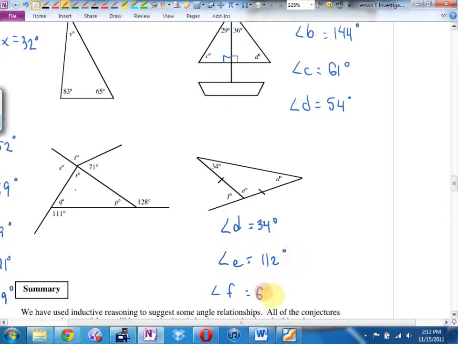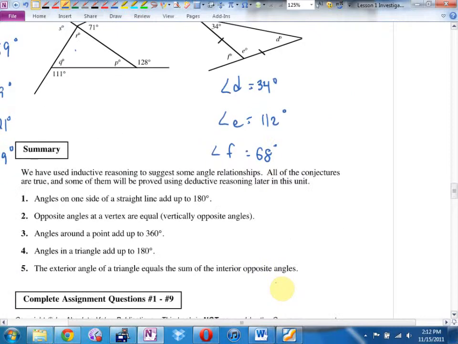Is that okay? I'm going to add one more term for you. By the way, it says summary. We have opposite angles on a line, add up to 180. We called that supplementary. Let's write down the word. Supplementary. Opposite angles at a vertex are equal, vertically opposite angles. That was this one.